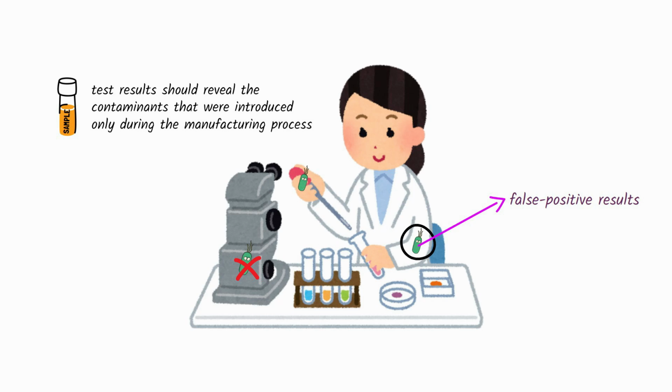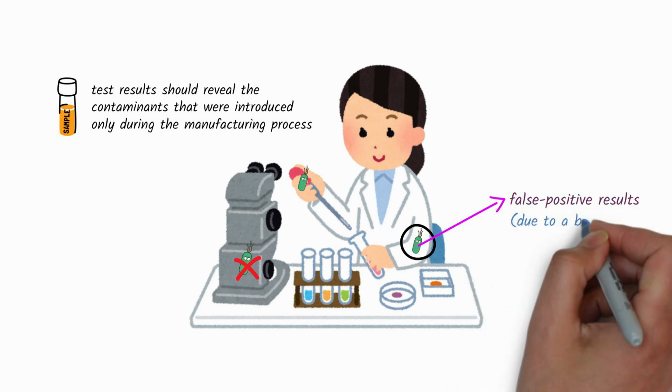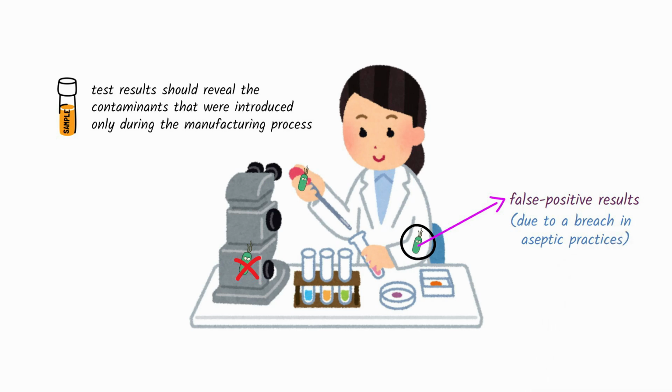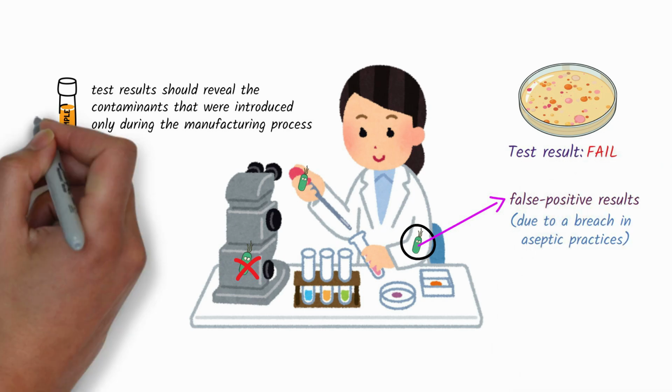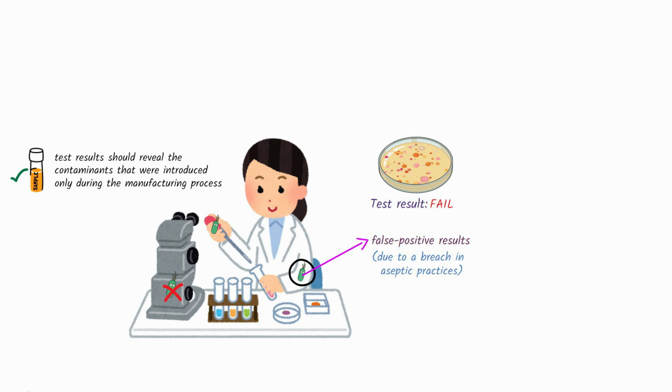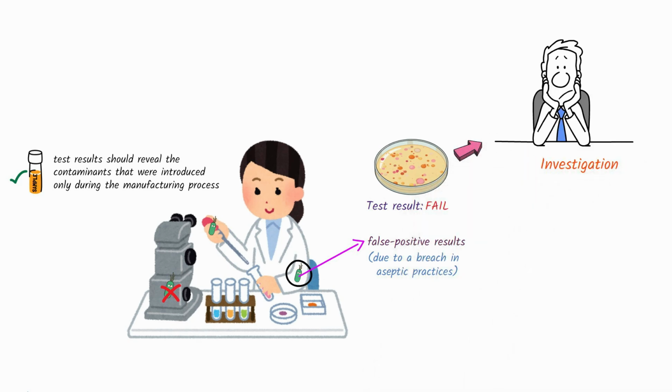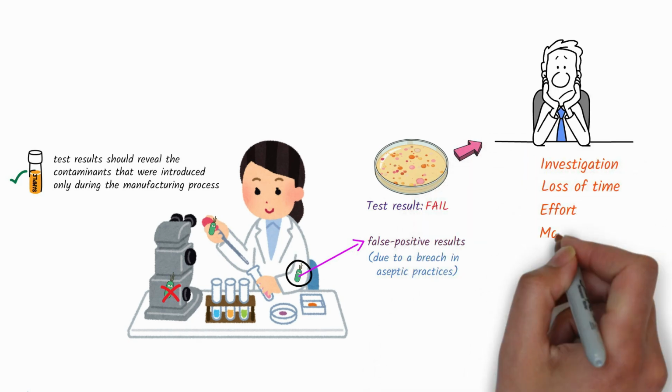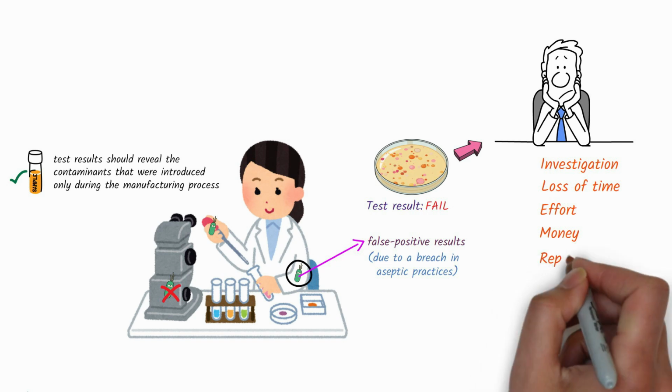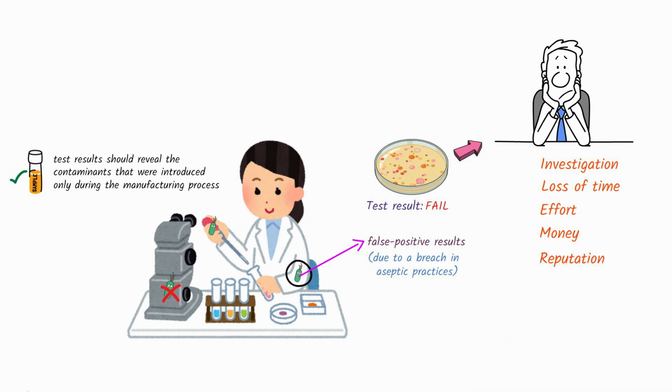The false positive result suggests that the observed contamination may have been introduced during sample collection or testing, potentially due to a breach in aseptic practices, even though the product itself may be sterile. It means the test result shows a failure, but the actual product is safe. Failure results lead to a full-scale investigation, loss of time, effort, and money, and sometimes a loss of reputation. Therefore, the role of a microbiologist is critical in this industry.